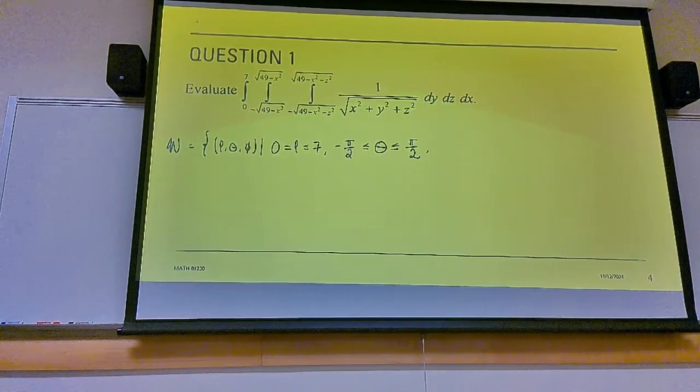All right. And generally speaking, you're never going to write phi as something like minus pi over 2 to pi over 2. It's always going to be some subset of 0 to pi. Theta is the only one that we really just change. Just so I don't have to rewrite it, I'm going to call that I.